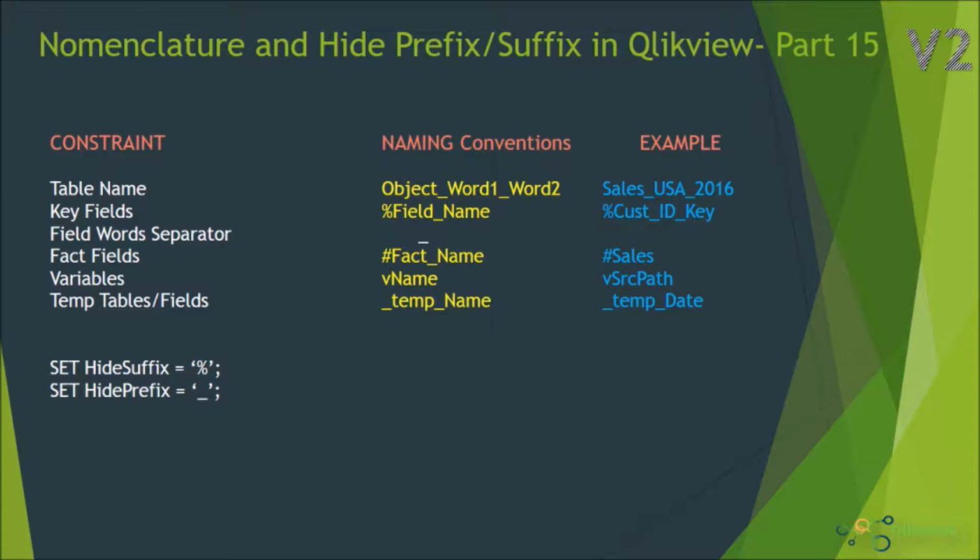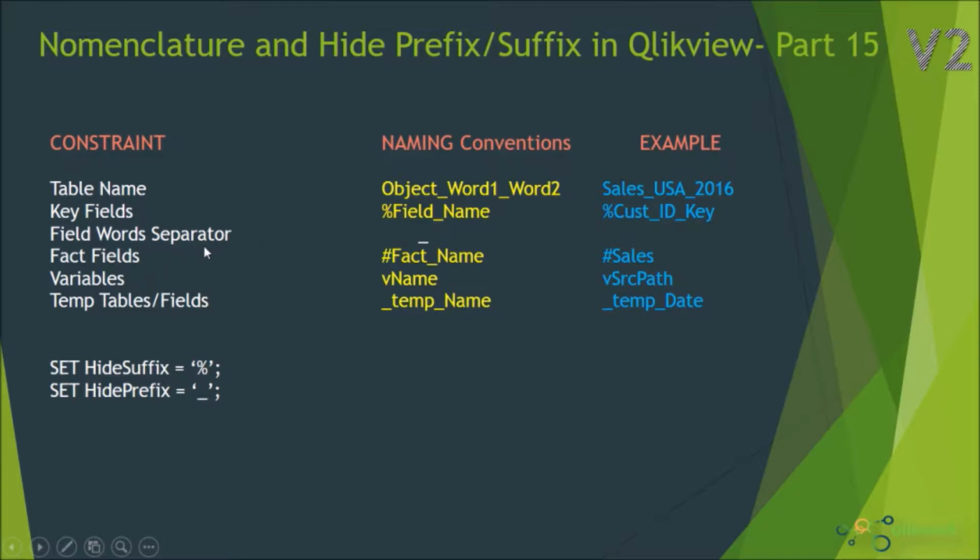If two tables in Qlikview are related to each other, that is called a key field. When you are making an association between two tables, the key field is a very important one. So if a key field is in the table, try adding a percent symbol before it. Here in the nomenclature, you can see it is percent, field name, for example %Customer_ID_Key. So it is recommended to start the key field name with a percent symbol.